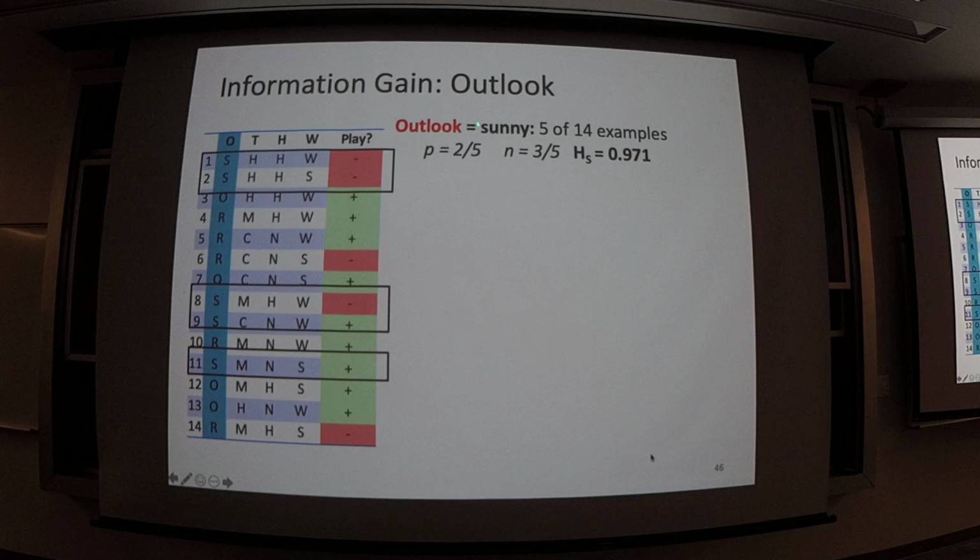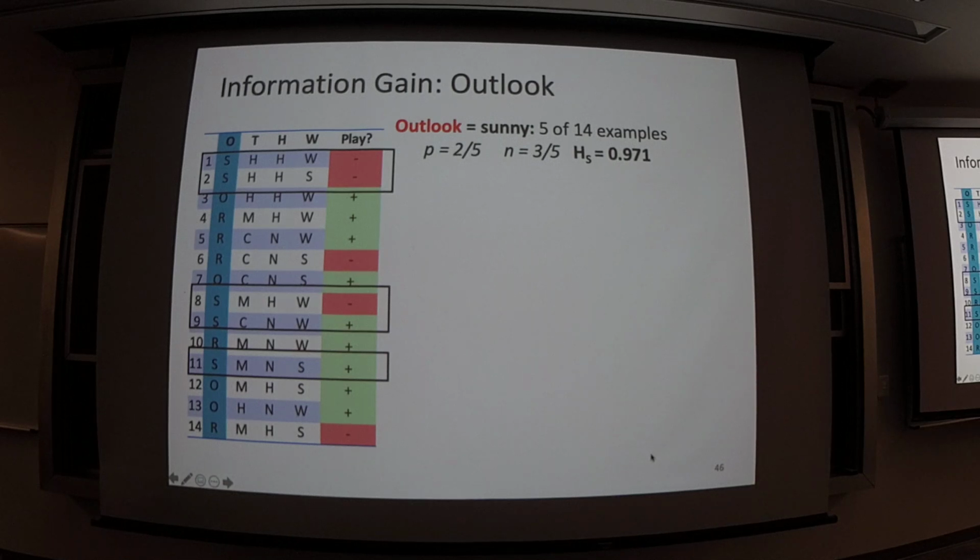First, when outlook is sunny, we have 1, 2, 3, 4, 5 examples. All the 5 examples have outlook value sunny. Of these 5 examples, we can see that we have 2 positive examples, this one and this one, and the remaining 3 are negative.